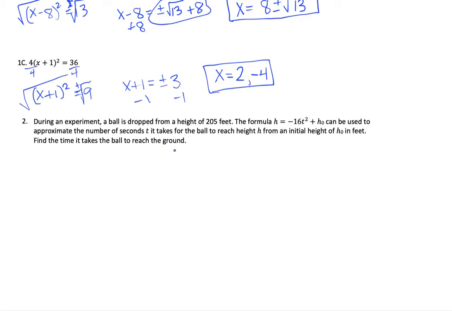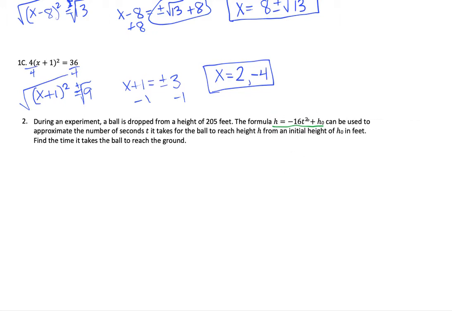It says, during an experiment, a ball is dropped from a height of 205 feet. The formula is this, and it can be used to approximate the number of seconds, which is t, it takes for the ball to reach the height, which is h, from an initial height of h sub 0. Find the time it takes the ball to reach the ground.